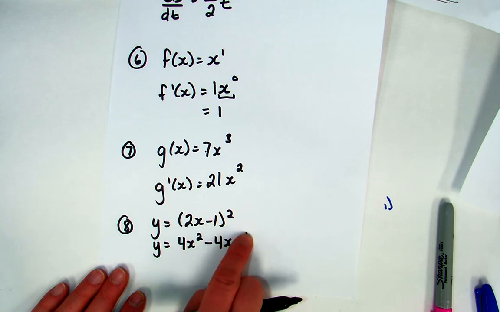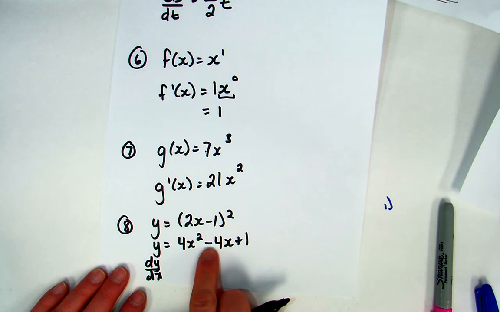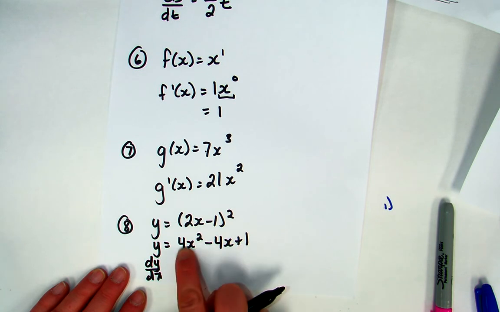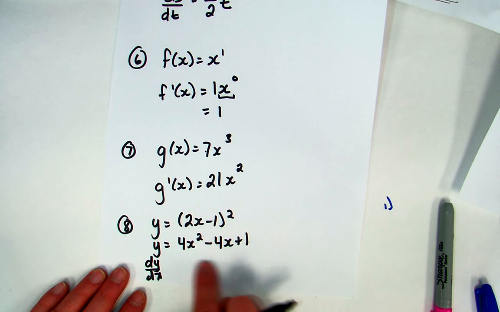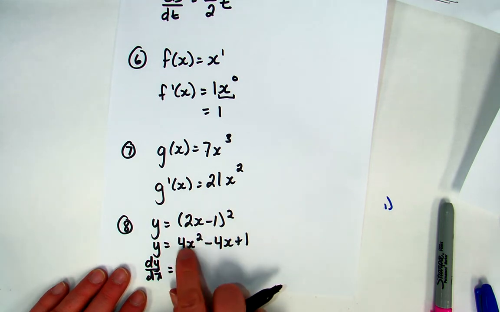doubled, and then squaring the last, now my dy dx, this is going to be my difference rule and my sum rule, my constant multiple rule, my constant rule, my power rule. This is pretty much everything rolled into one. But I'm just going to do the derivative in pieces.